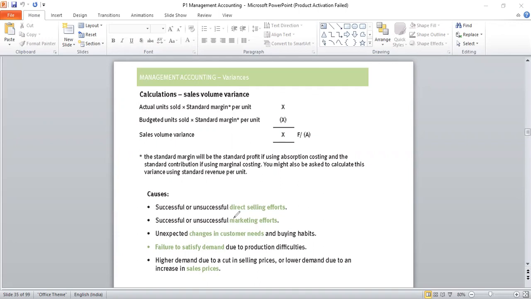Then successful or unsuccessful marketing efforts, unexpected changes in customers' needs and buying habits. Therefore, the impact was there on the demand. Failure to satisfy demand due to production difficulties, higher demand due to a cut in selling price, or lower demand due to an increase in sales price. Because the focus is on the quantities, what was planned to sell and what actually was sold.